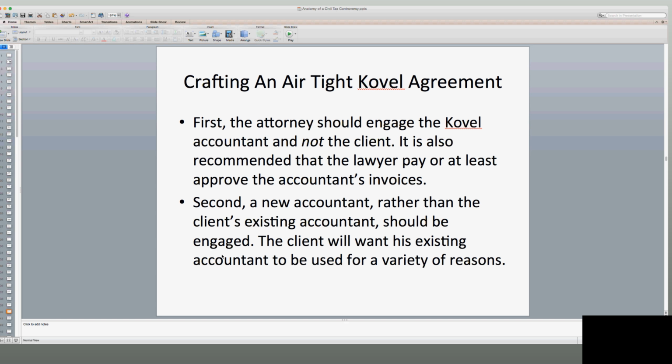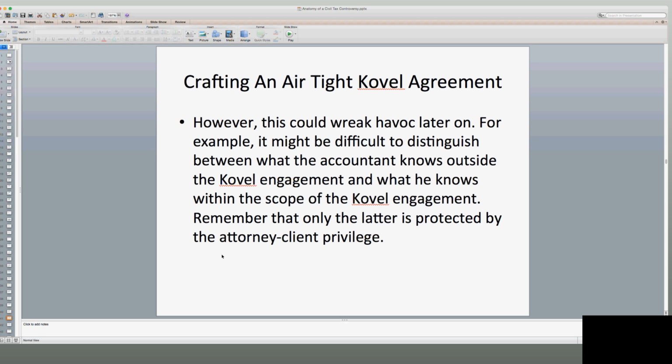Second, a new accountant rather than the client's existing accountant should be engaged. The client, of course, will want his existing accountant for a number of reasons. The latest reason I've heard is that he's a good friend and their kids grew up together and he's always invited to his accountant's 4th of July barbecue. I get it. I completely understand. But what we're really doing here is keeping the client's best interests at hand, knowing that things can go south. And the client doesn't know that because they don't know what's around the corner. They don't know what lies in wait. We do. And so what we're doing is protecting the client from him or herself.